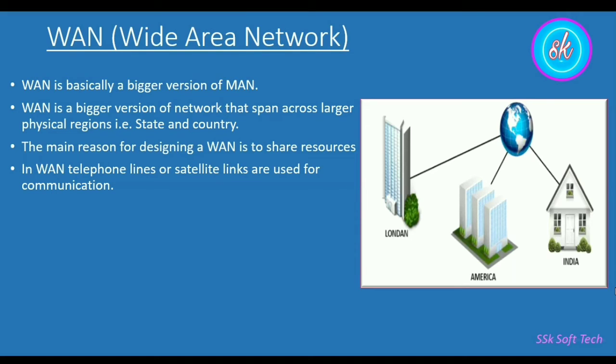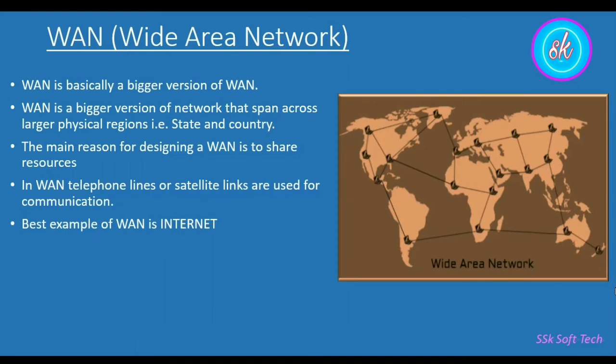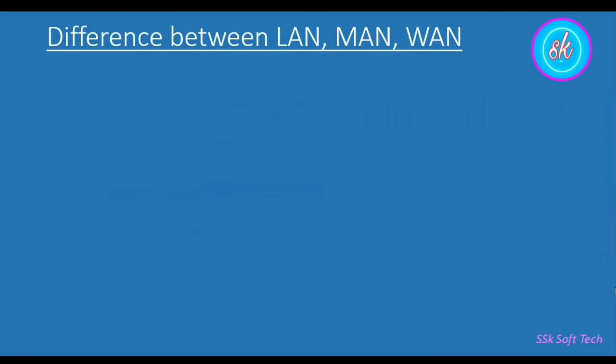With the help of WAN, we can connect these 3 LANs and perform various operations, that is nothing but sharing information and sharing resources. Internet is one of the best examples of WAN. This is about the types of computer network based on geography, that is LAN, MAN and WAN. So in this slide, we are going to discuss the difference between them.